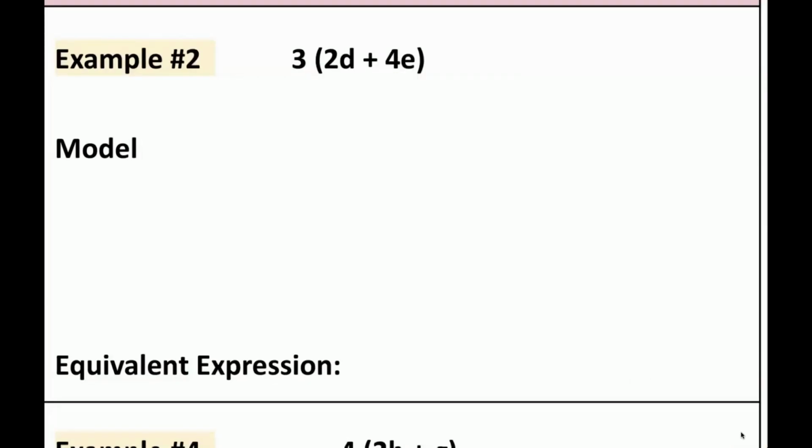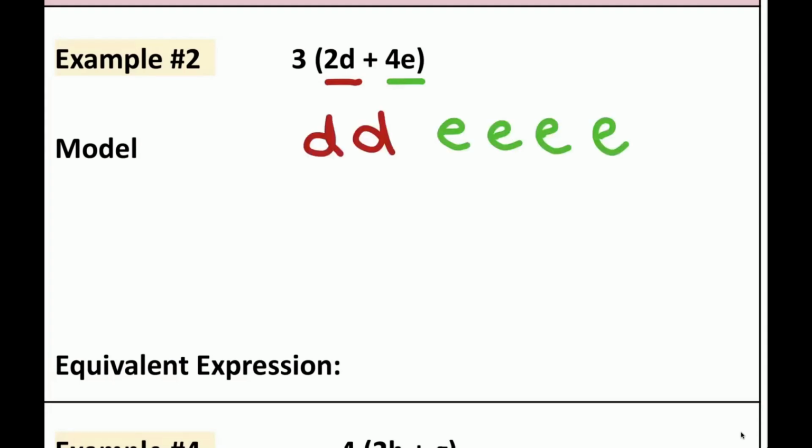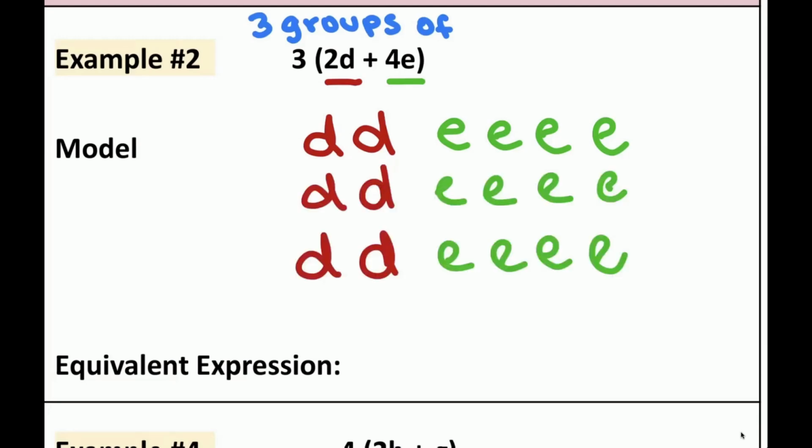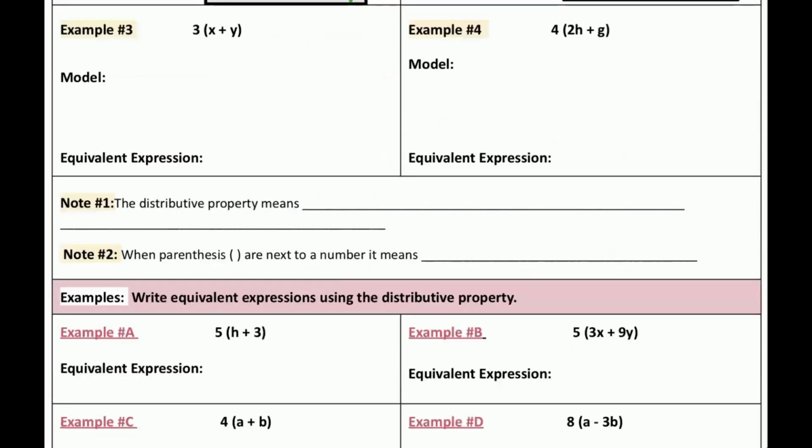Let's take a look at example 2. I'm going to start by writing out what's on the inside of my parentheses. We have 2d and 4e. Then I know the number on the outside of my parentheses tells me how many groups there are. So I have 3 groups of 2d plus 4e, so I'm going to write it out 3 times. Then I can see that we have 6d and 12e. So our equivalent expression is 6d plus 12e. Go ahead and complete example 3 and 4 on your own, then come back to the video.